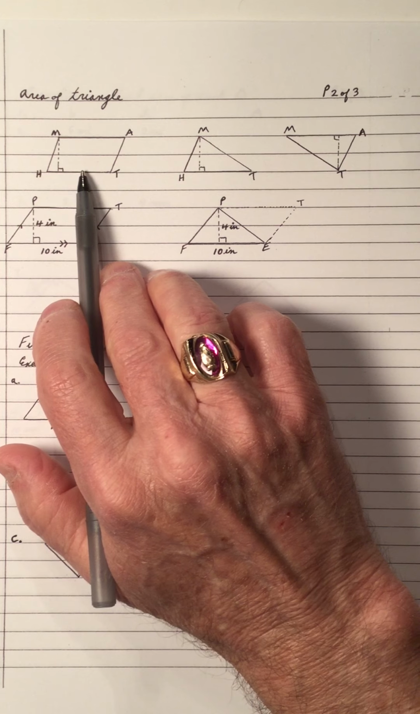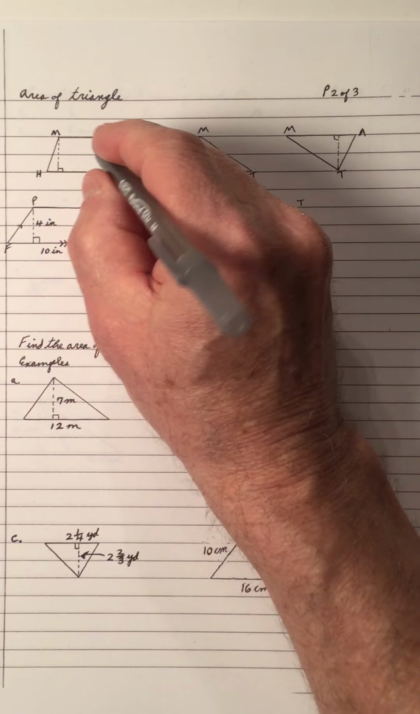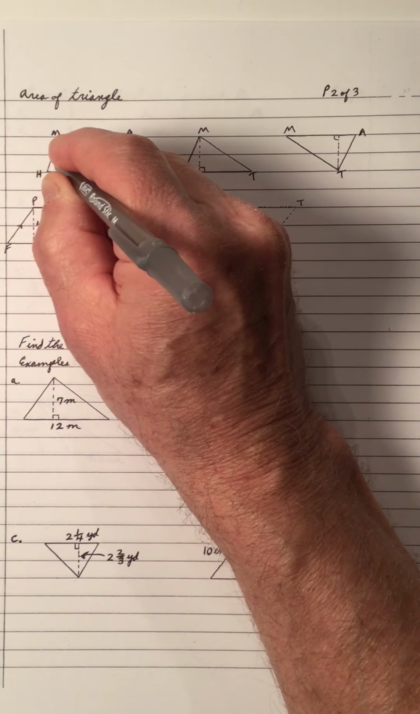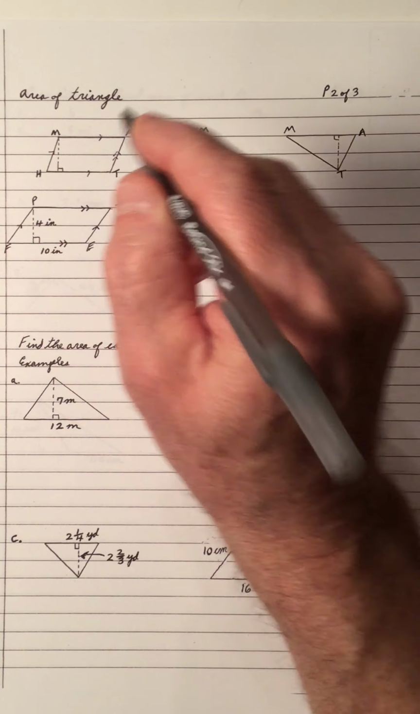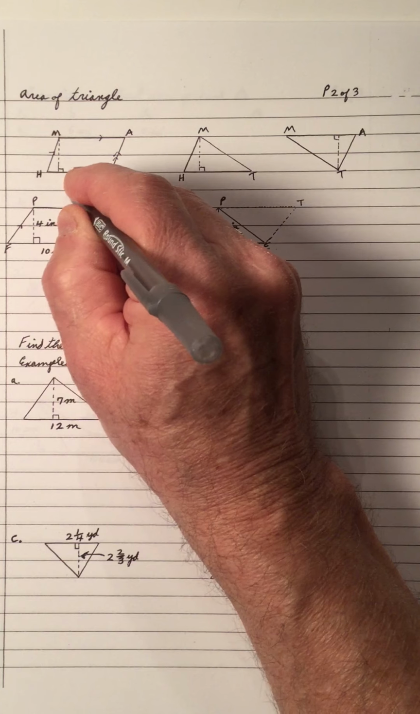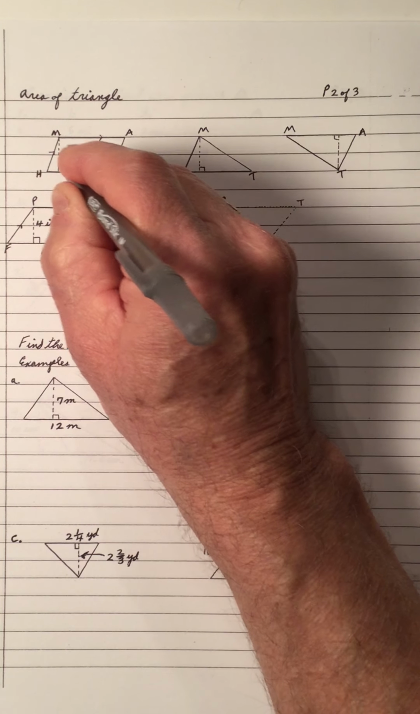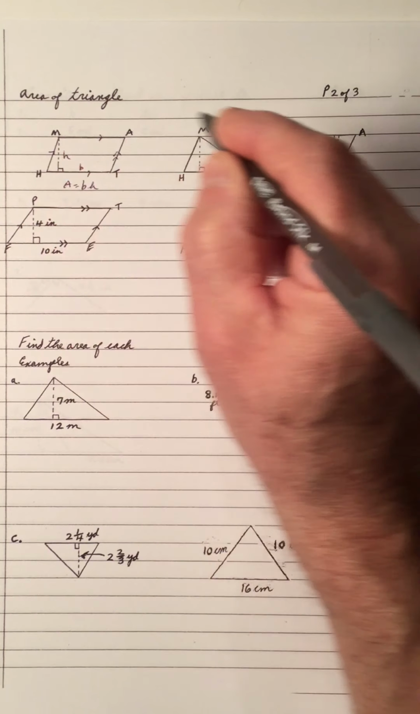What we have here is a parallelogram, and the parallelogram has opposite sides parallel. And the formula for the area of a parallelogram is base times height. This is the base, and this is the height.